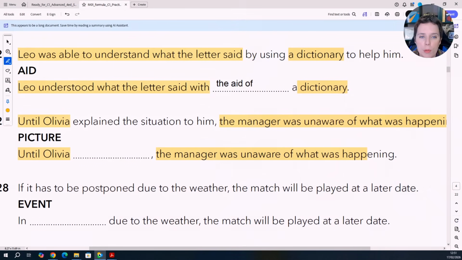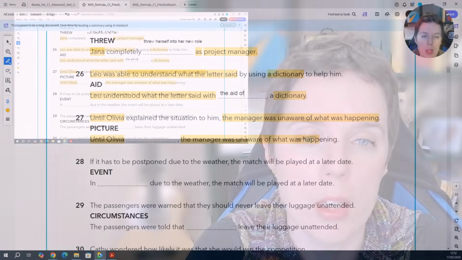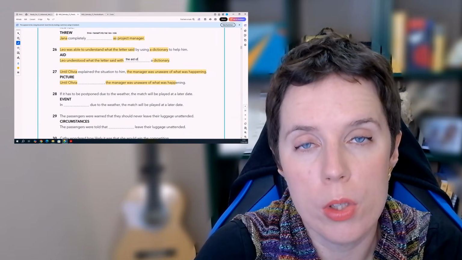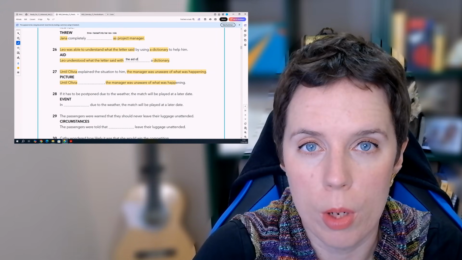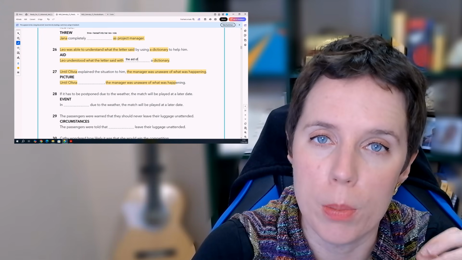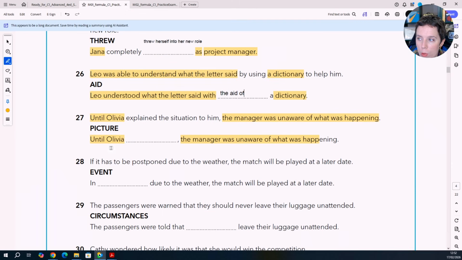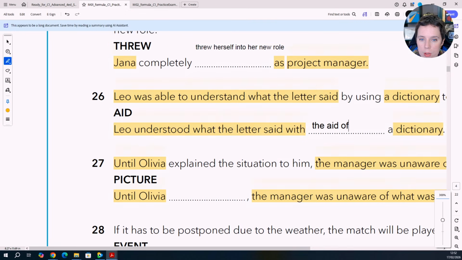I'll give you a few seconds, have a think. Alright, so if you're not sure, I'll tell you what the idiom is. So the idiom is to put someone in the picture. If you explain something to them or update them in some way, you put them in the picture. So now you know the idiom. How are you going to complete this sentence?